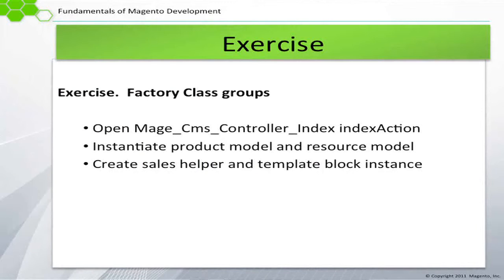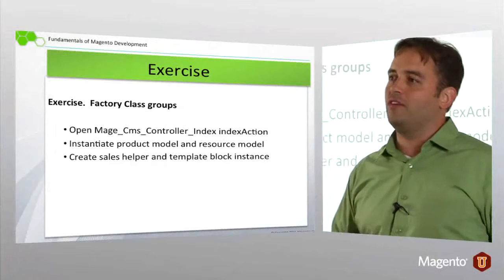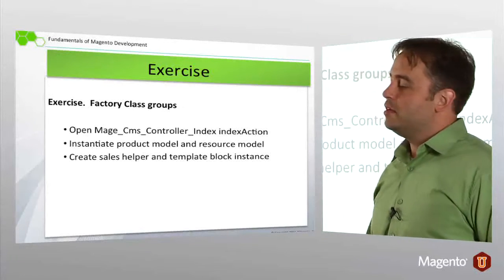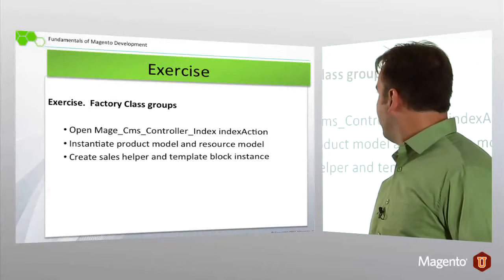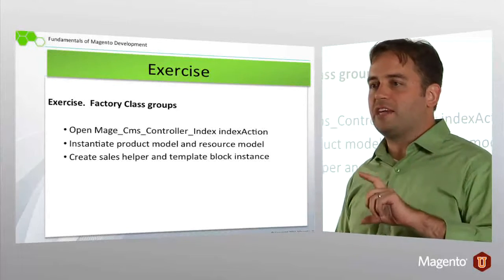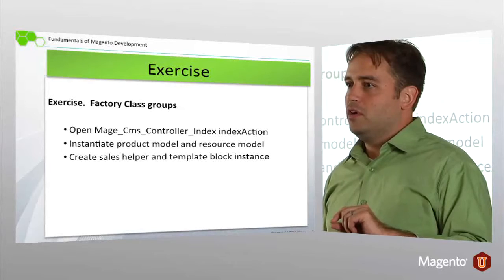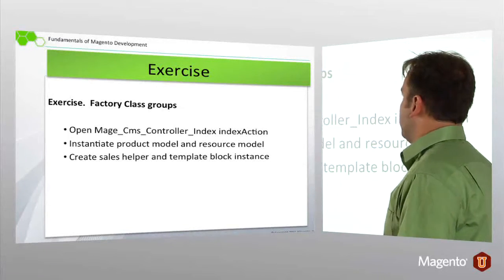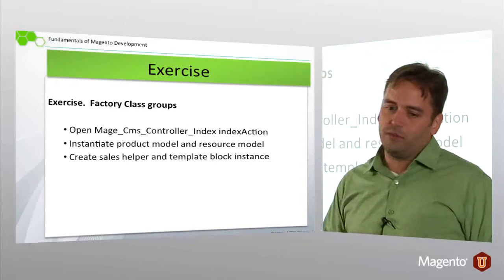Once again, let us open up the Mage CMS index controller, instantiate a product model and resource model, and create a sales helper and a template block instance. We're going to play with all of the different types here. We're not actually going to deal with that configuration stuff yet, but we're going to look at the factory methods that are involved. So these factory methods, and I haven't shown you all of them here.